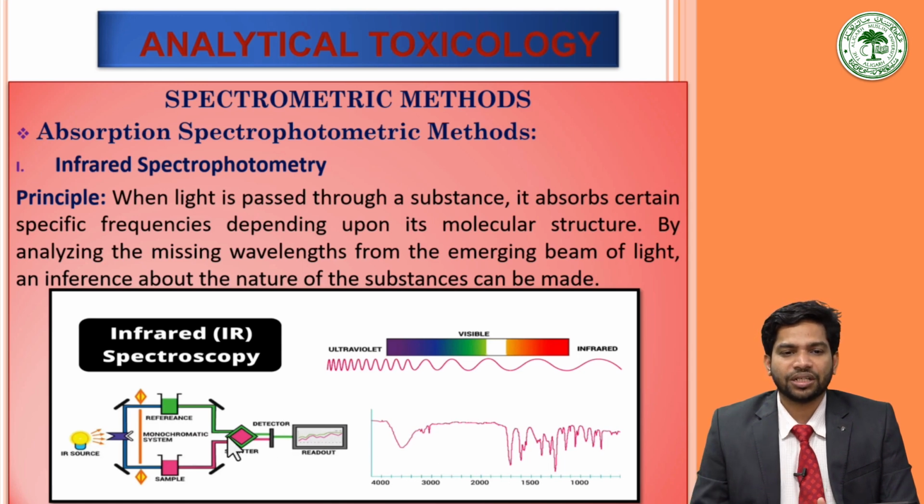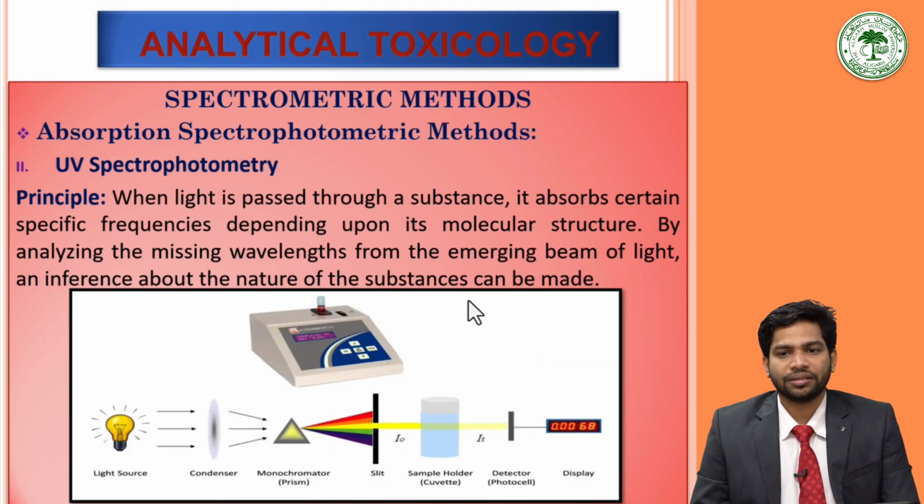As you can see in the picture, this is the infrared source that is passed through a chamber that contains the sample, and this sample then scatters or absorbs certain light, and what reaches the detector shows that this particular spectrum is missing, so it got absorbed. So the graph will be telling us what amount of absorption has occurred and which rays have been absorbed, and depending upon that we can also make a quantitative assessment of the compound in the solution.